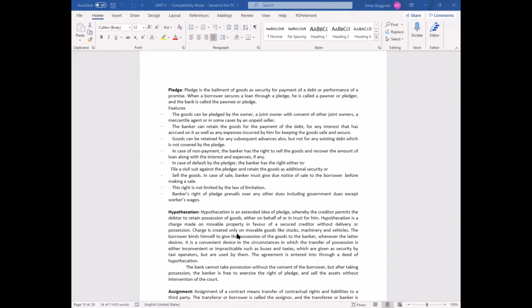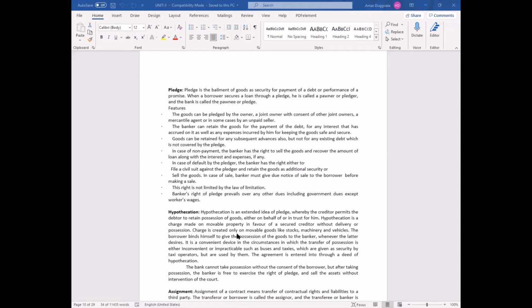The bank has received the security of the asset, right? And the borrower has given the pledge, so he's the pledger, right? So goods, property, securities can be pledged by the owner or the joint owner with the consent of others, right? The banker can retain the goods for the payment of the debt and for any interest that has accrued on it as well. Now that's the first difference between lien and pledge. Lien is only for the value, the principal amount of money that has been given in advance by the bank.